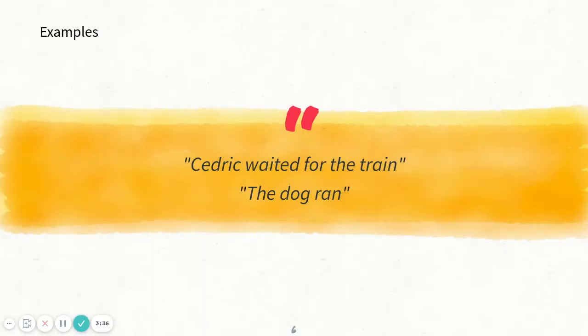Here are two examples of a simple sentence. Cedric waited for the train. The dog ran. As you see in these examples, you don't need a lot of knowledge to understand that Cedric waited for the train and the dog ran. It's very simple.